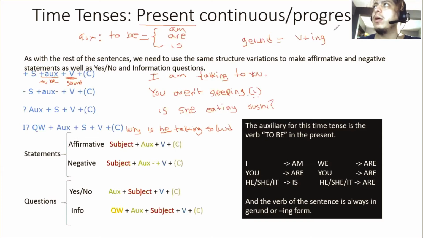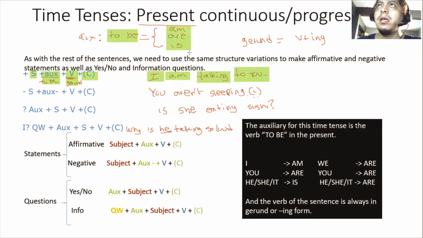Okay? So again, let's check this. We have an affirmative statement: subject, the auxiliary is the verb to be, the verb is in gerund, and the complement is optional. We have subject, auxiliary, verb with ing, and this is a complement. The auxiliary is am because the subject is the first person of the singular, and the auxiliary has to be in the present. The verb to be, but in the present, it has to be am, are, or is. In this case, am.